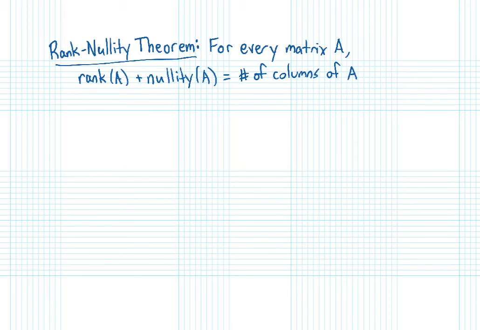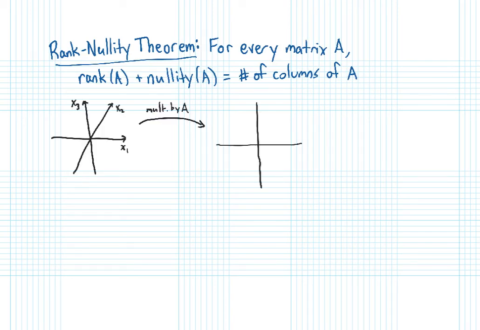But basically the idea is that you could be in a situation where you don't know what the rank is directly, but you know what the number of columns is, and you know what the nullity is, and then you can use that to figure out what the rank is. Or on the other hand, maybe you know what the rank is and the number of columns, and you use that to figure out what the nullity is. But for now, I think it could be good to give an interpretation of this in terms of linear transformations.